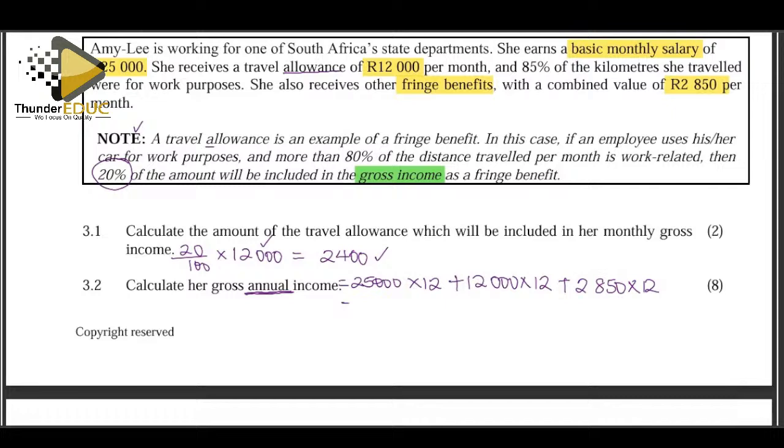There's nothing wrong if you do this: you first get all of them, all of them are monthly. Sorry, remember for the gross, this one here is not 12,000. It's going to be the one that we've got that will be included in the gross. So there's nothing wrong if you add first and afterwards multiply by 12. You also get the same marks.